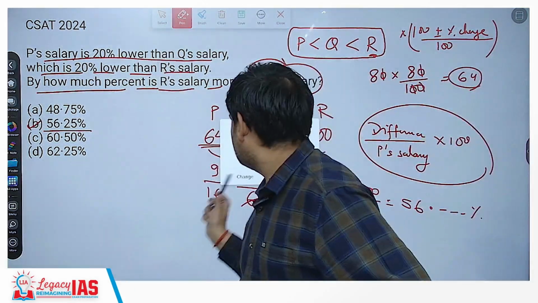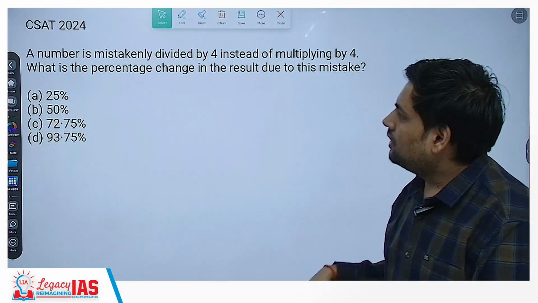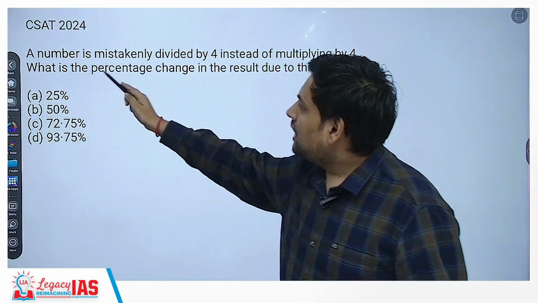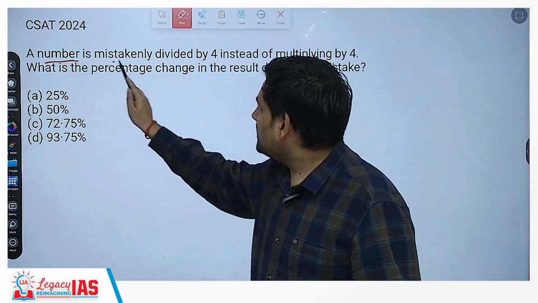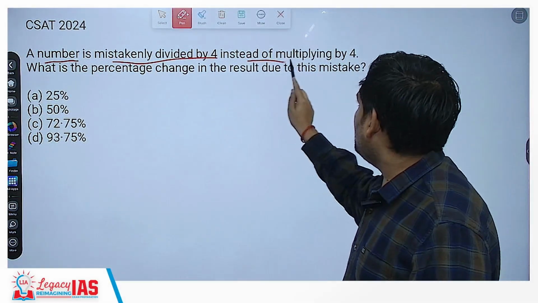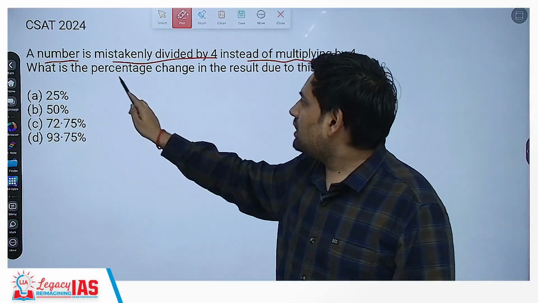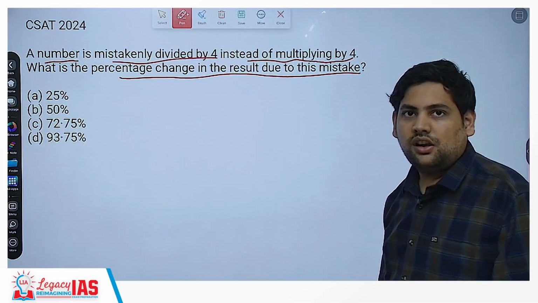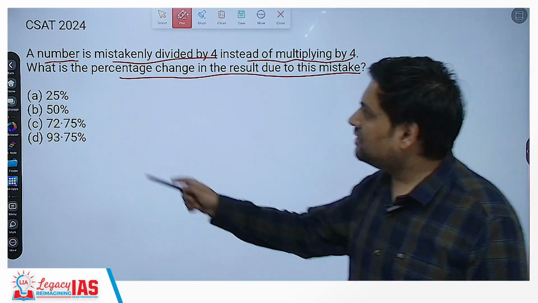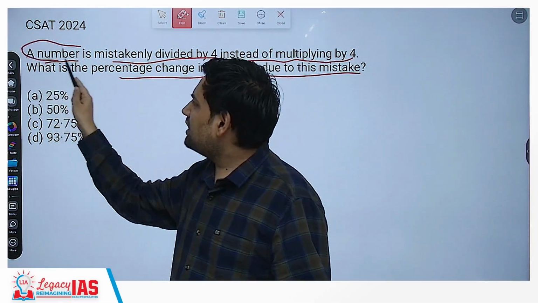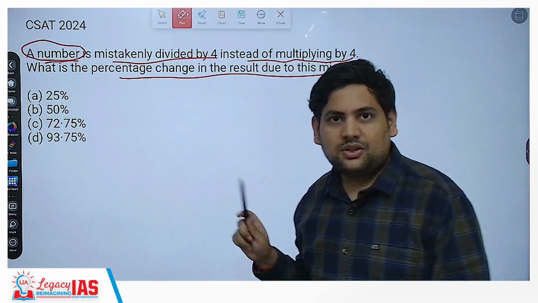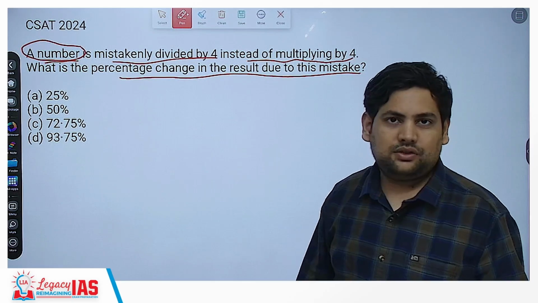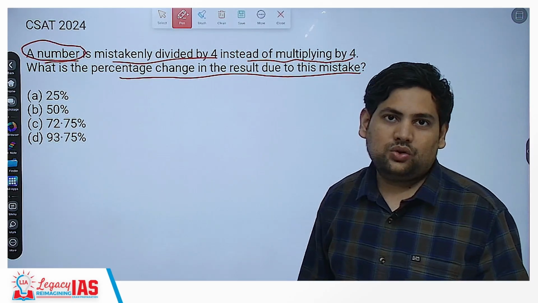Then, another question. It says a number is mistakenly divided by 4 instead of multiplying by 4. What is the percentage change in the result due to this mistake? Now, do you see that this number is not defined? What is that number? We don't know. We just know that instead of being multiplied by 4, it was divided by 4. This only we know.